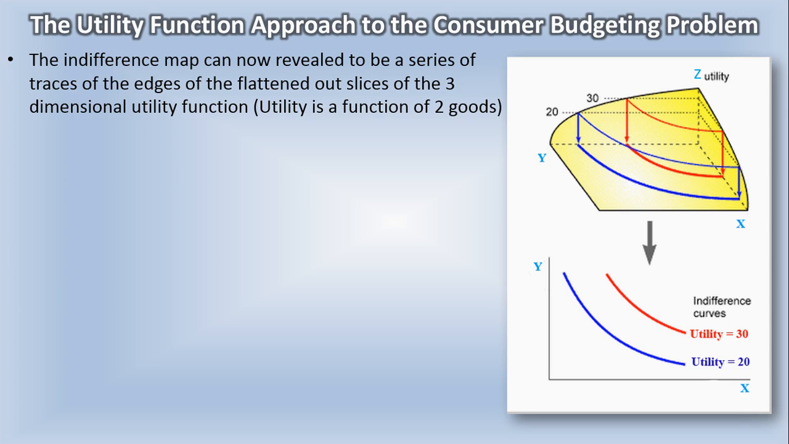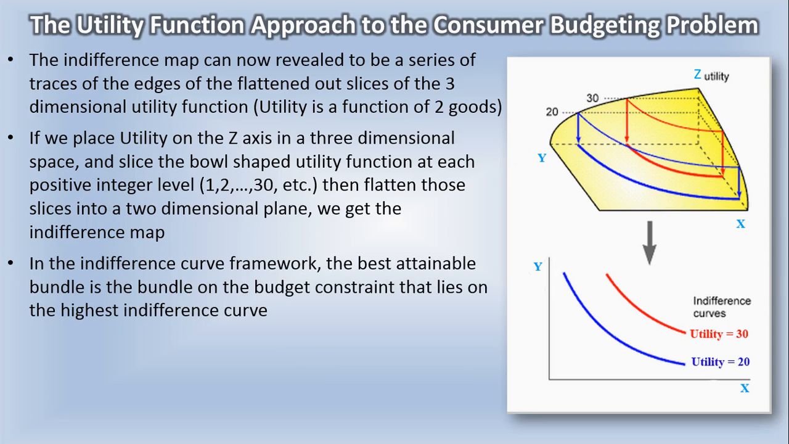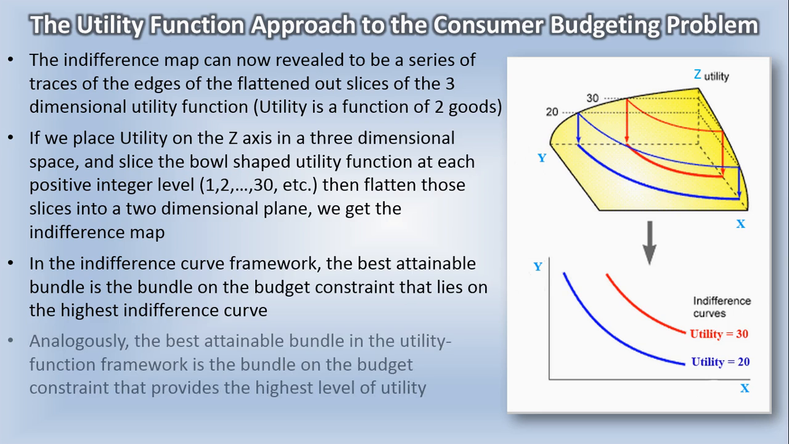They're just part of this three-dimensional construct that results from a utility function that's a function of two goods. So if we place utility on the z-axis in a three-dimensional space and slice the bowl-shaped utility function at each positive integer, then flatten those slices into a two-dimensional plane, we get the indifference map. In the indifference curve framework, the best attainable bundle is the bundle on the budget constraint that lies on the highest indifference curve. Analogously, the best attainable bundle in the utility function framework is the bundle on the budget constraint that provides the highest level of utility.